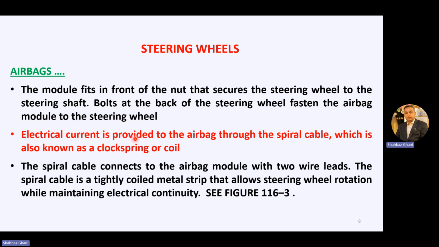Electric current is provided to the airbag through a spiral cable. We need to ignite that sodium azide pellet, so we need an igniter and a canister. The electric current to the igniter is provided through a spiral cable, which is also known as a clock spring or coil. The spiral cable connects to the airbag module with two wire leads. The spiral cable is a tightly coiled metal strip that allows steering wheel rotation while maintaining electrical continuity.